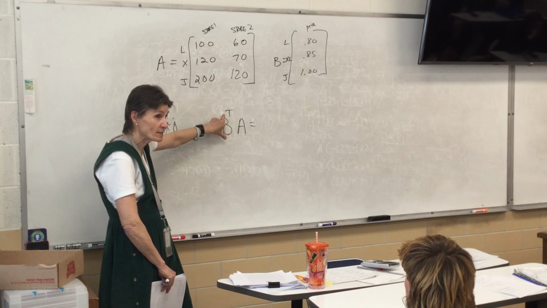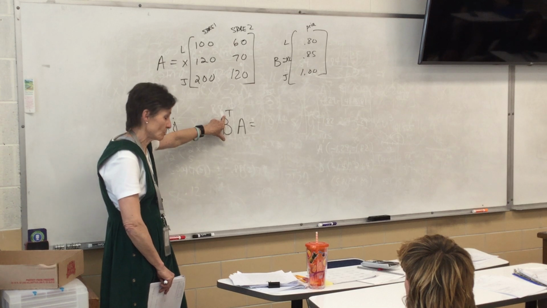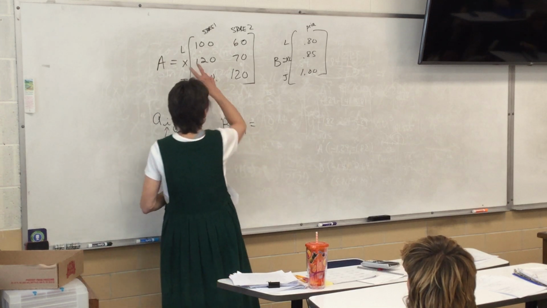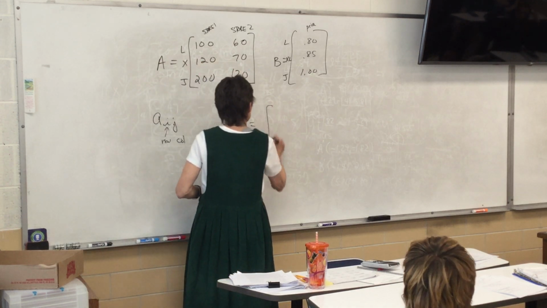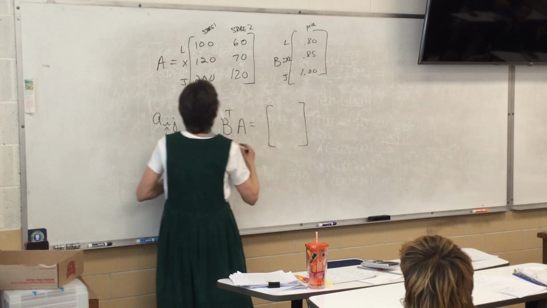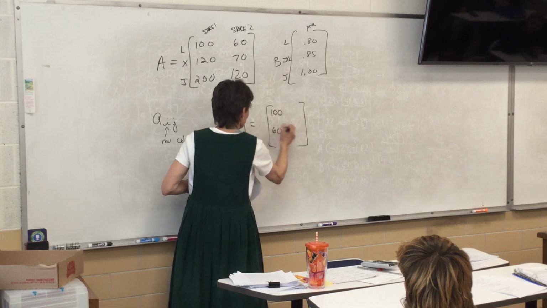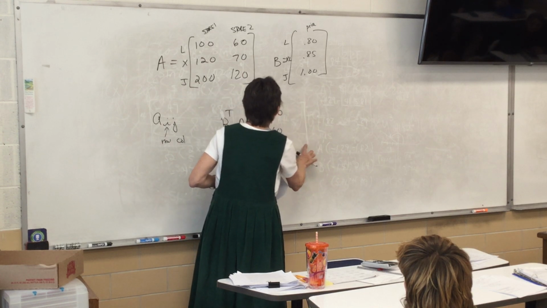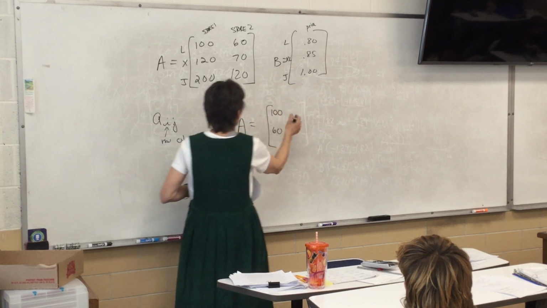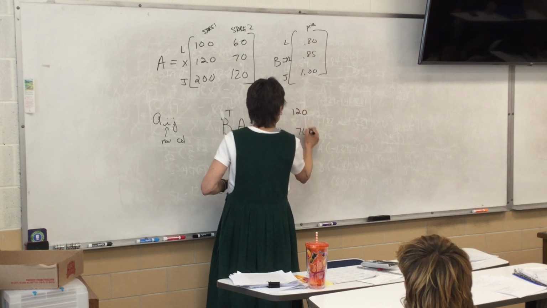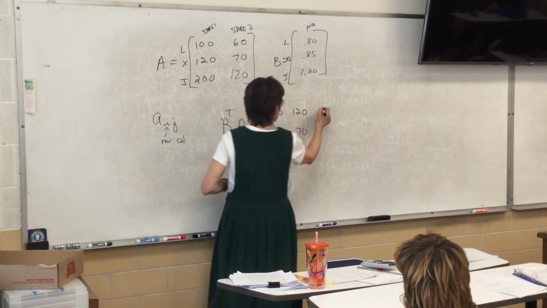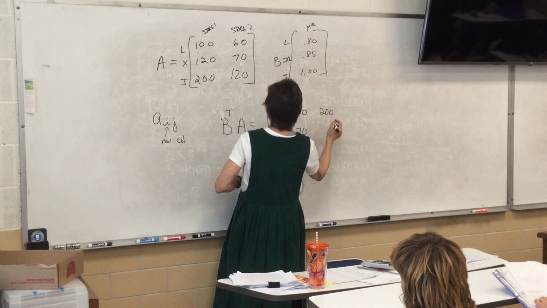Transpose. What does it mean to transpose? Switch the rows and columns. So instead of having this matrix, I'm going to switch the rows and columns. So now my first column is 160. I'm going to make this bigger. My second column is 120, 70. And my third column is 200, 120.